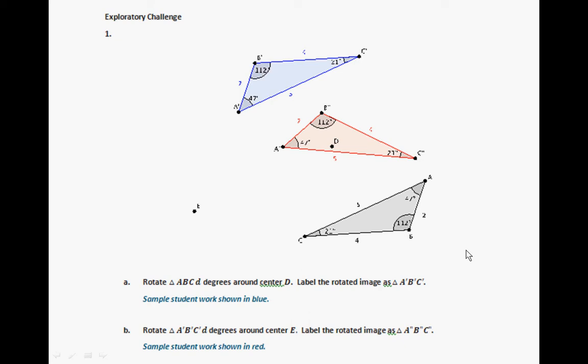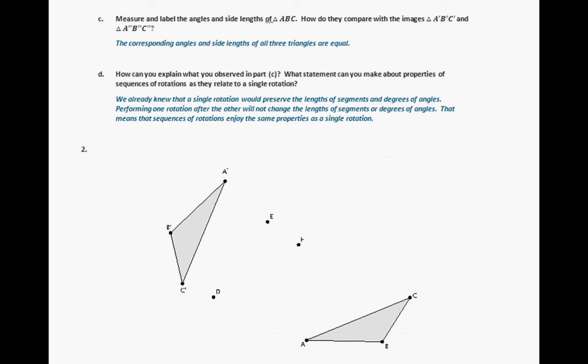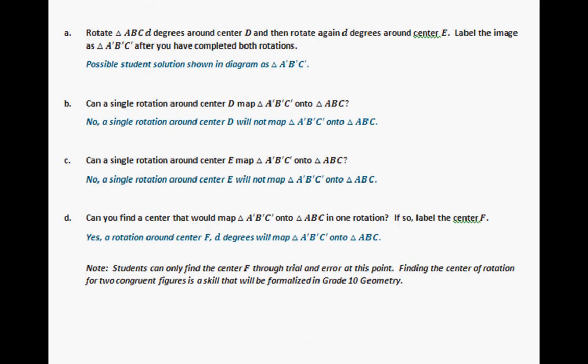Alright, if you are continuing on, then pause the video, or if you are checking all your answers, then we're going to go on. Alright, so for part C and D, asking about corresponding angles and side lengths being equal, and then just the explanation as to why single rotations, what properties can you apply to sequences of rotations. And for part 2, here's the picture. And here are the answers for 2A through D.